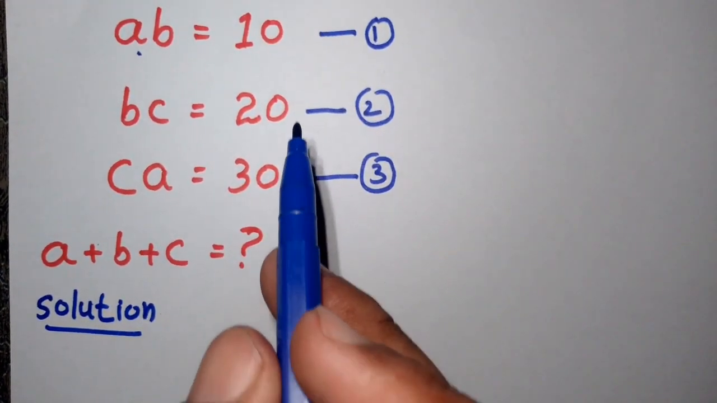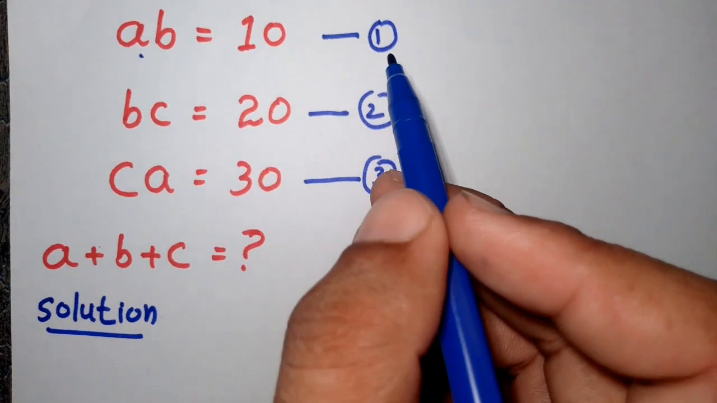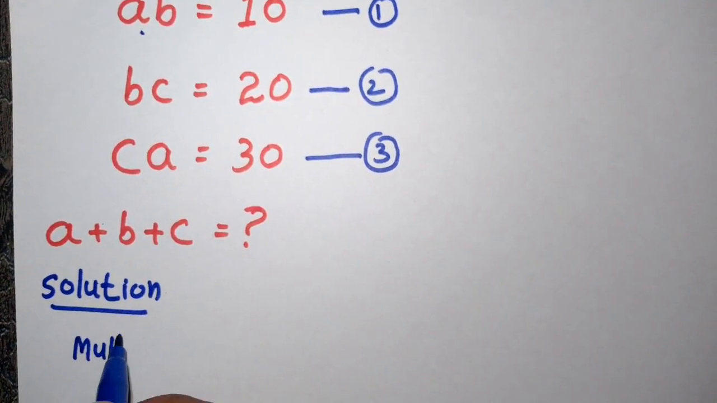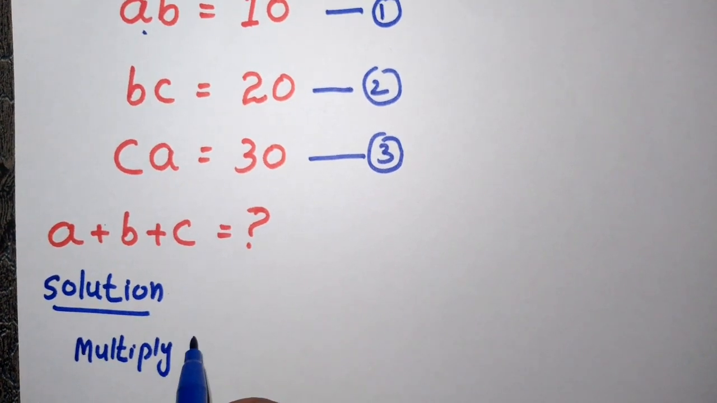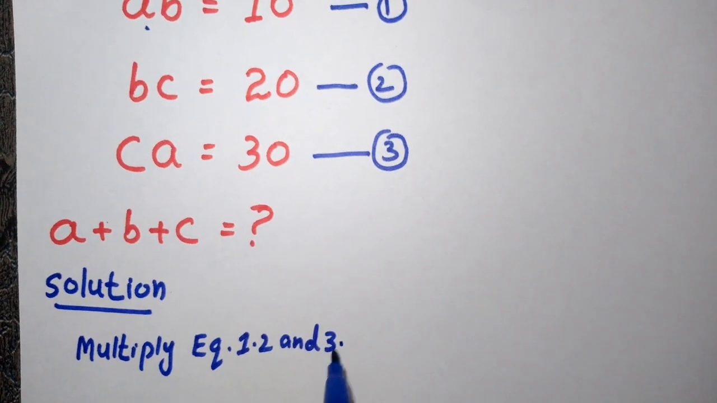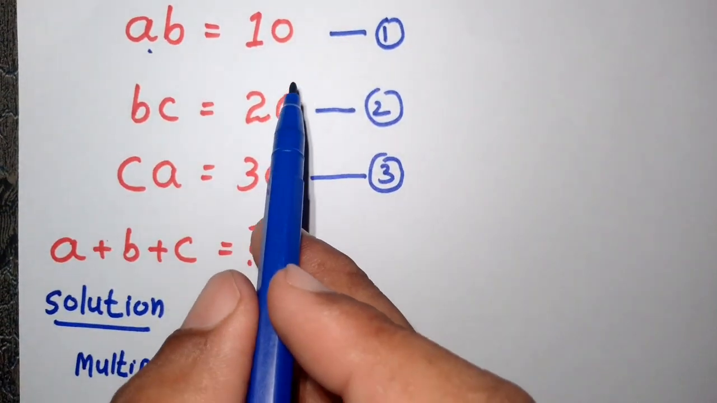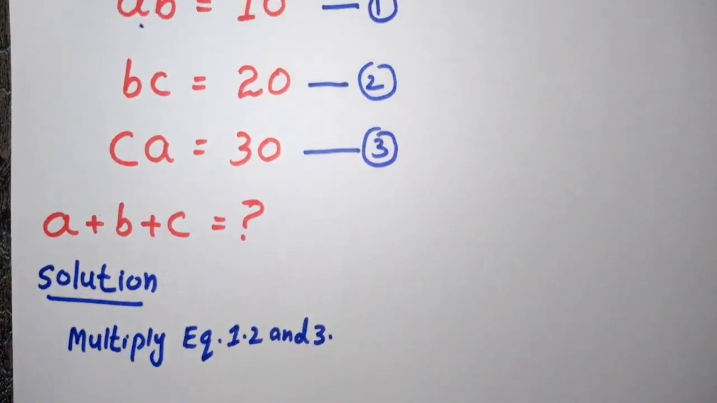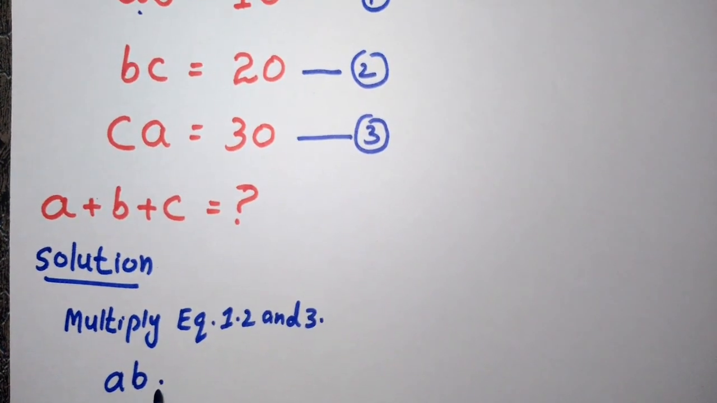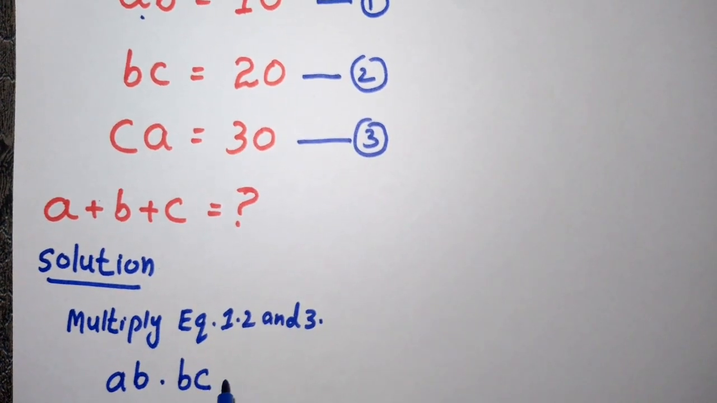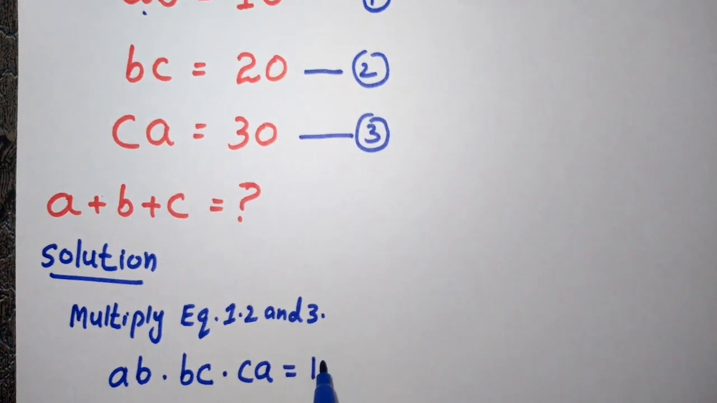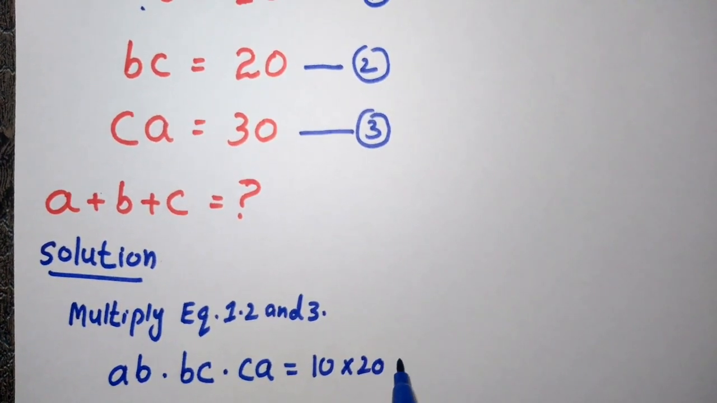So to solve this question, we have to multiply equations 1, 2 and 3. We have to multiply these three equations. So this will become AB multiply BC multiply CA is equal to 10 multiply 20 multiply 30.